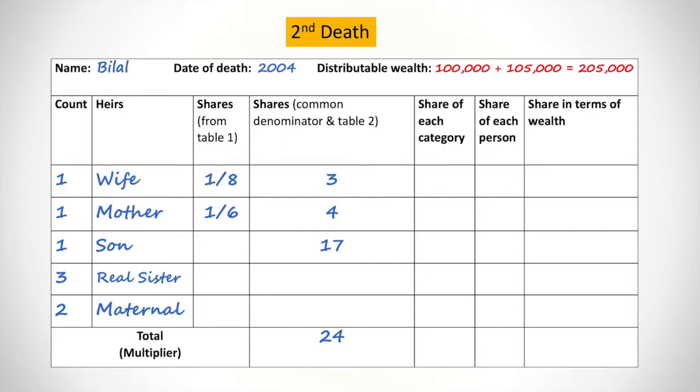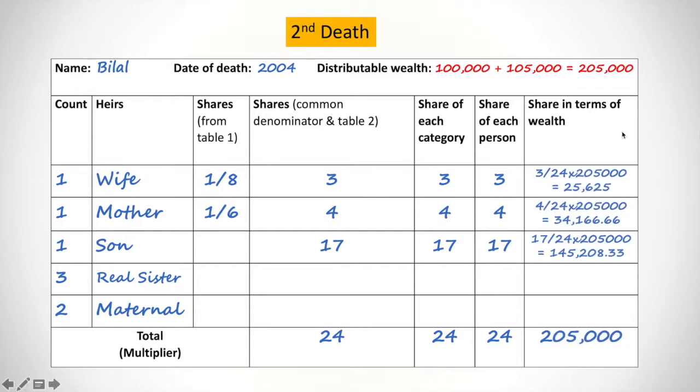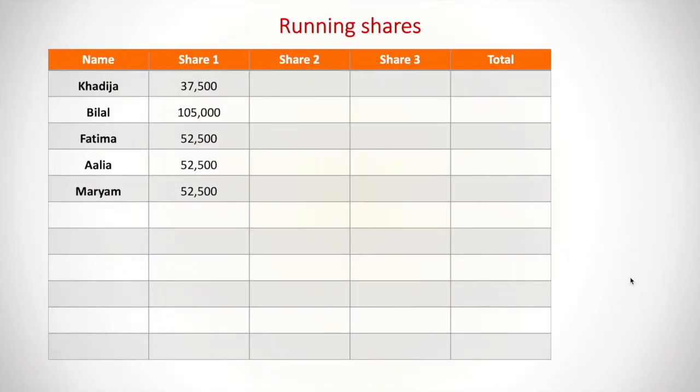The share of each category and each person are simple in this case because we are not using any divisions or multiplier. And then we calculate the actual share, which is 3/24 into $205,000, and so on and so forth. And we have distributed the shares of Bilal. Let's go back to our running table and start adding those things.